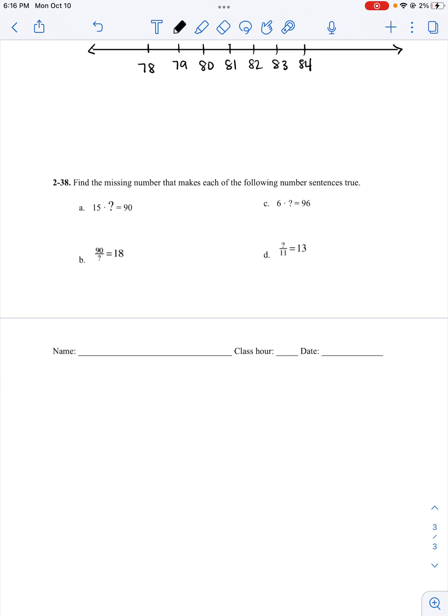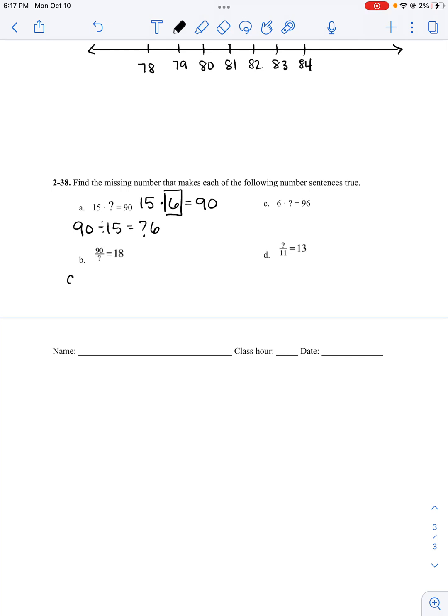Problem 38. Find the missing number that makes each of the following number sentences true. I can use a calculator. Okay, so 15 times a number is equal to 90. I can look at this as, well, if I divide 90 by 15, I'm going to find that number. So 90 divided by 15 is 6. So that's it. That means that 15 times 6 is 90. I'm going to box my answer so I know which number it is.